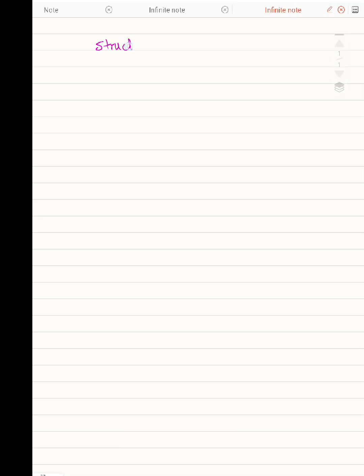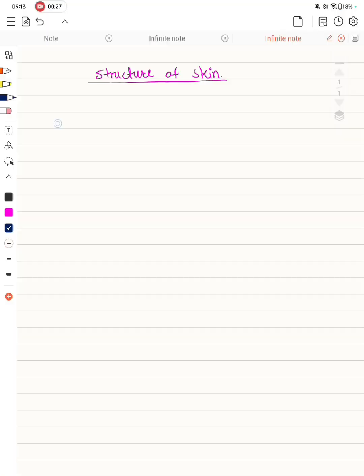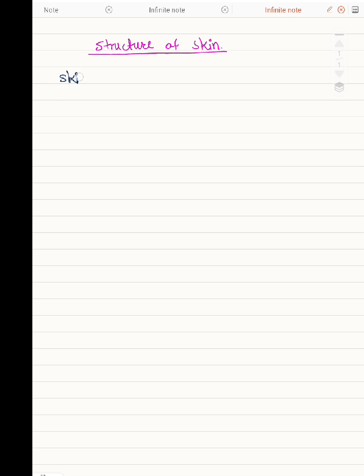Today's topic is structure of skin. Let's begin dermatology from the basics. Structure of skin. Skin is made up of 3 layers.